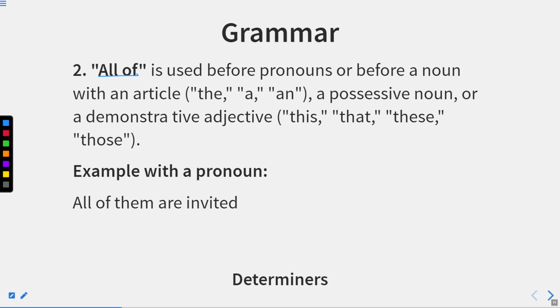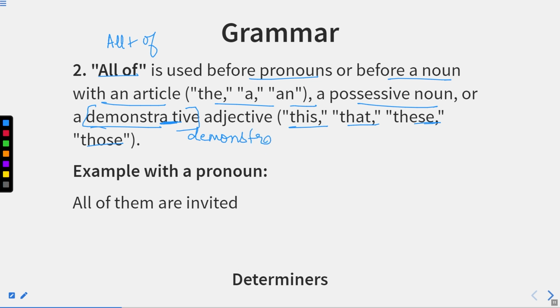All of. Now whenever we have the structure all plus of, it is used before pronouns or before a noun with an article, the, a, and possessive noun or demonstrative adjective. Demonstrative adjective means this, that, these, those, which directly indicate or point out the nouns. So this is a demonstrative. This is a single word.